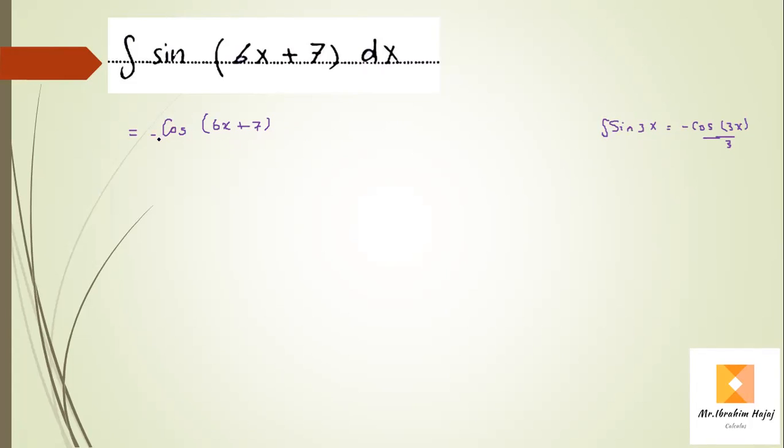We divide by, over what? Over 6. So take it as a rule, guys: when you have a linear angle, you divide by the coefficient of x, or the derivative of 6x plus 7. You got it, guys? Yes. Here's the answer.